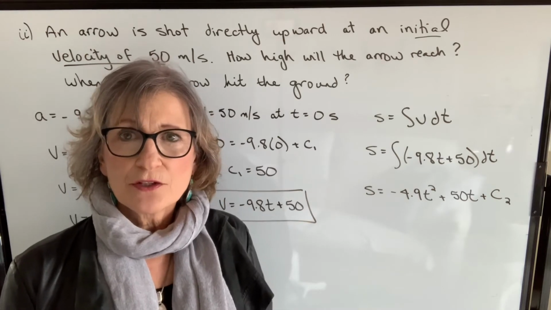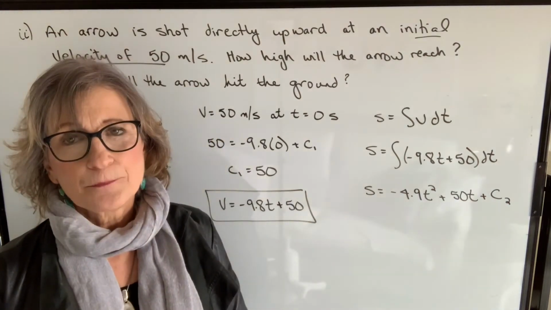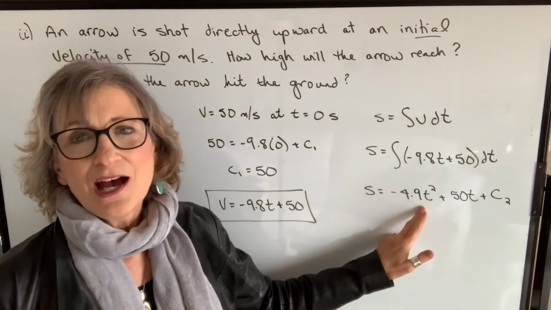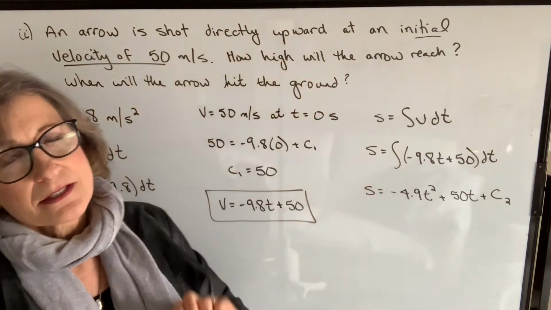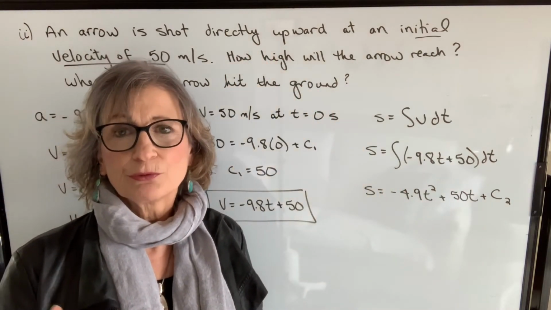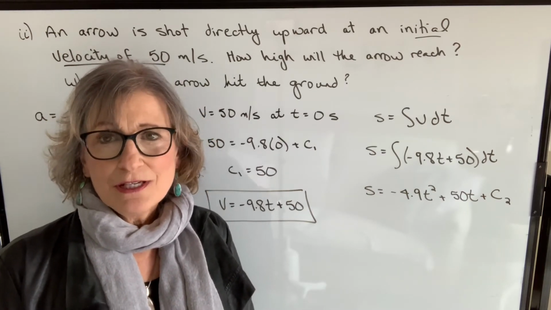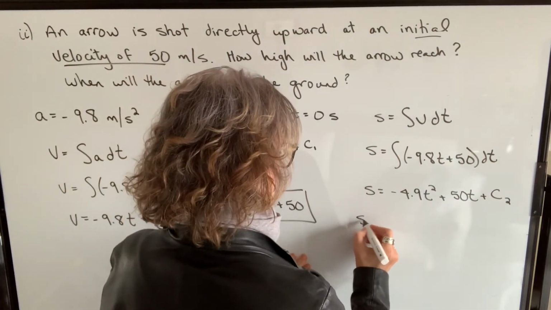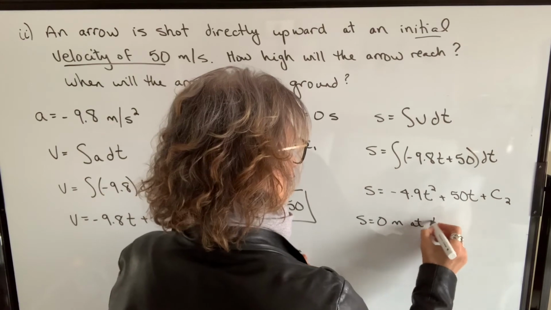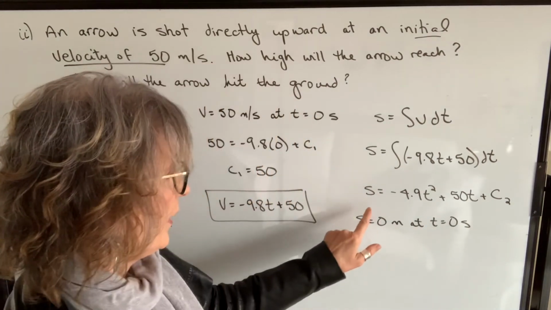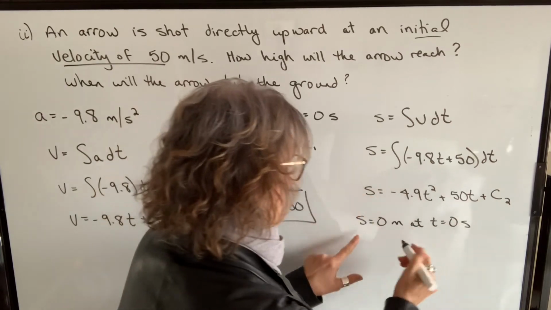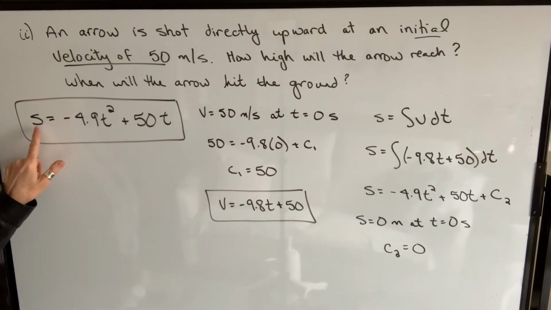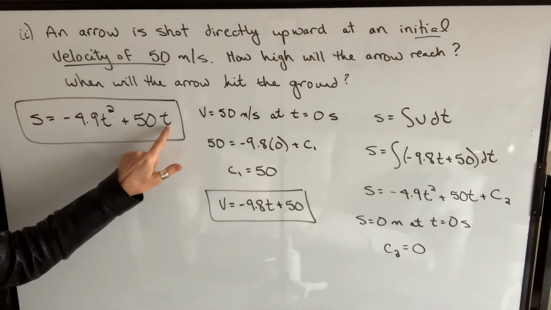We look for another set of values that will allow us to find this constant. It doesn't specifically tell us what the displacement is at any time. However, because they didn't tell us that the arrow was shot from a building or from a cliff, we're going to assume that it's at ground level. So we know that the displacement is 0 at time 0. So S is equal to 0 meters at t equals 0 seconds. When I put a 0 in for t and a 0 in for s, hopefully you can see that C2 will equal 0. Therefore, my function for displacement is negative 4.9 t squared plus 50t.